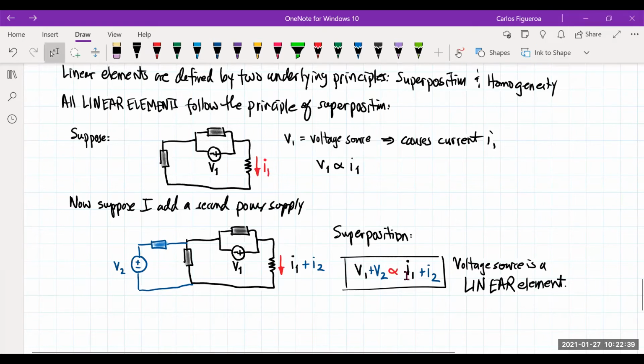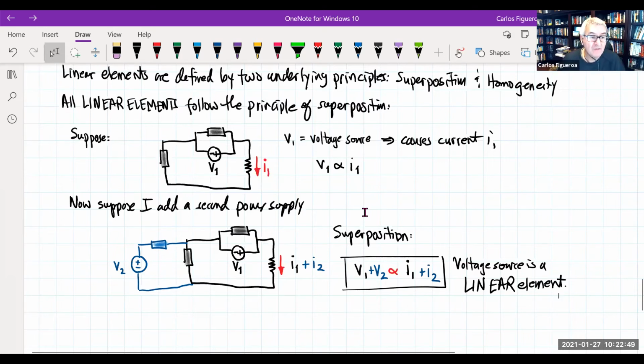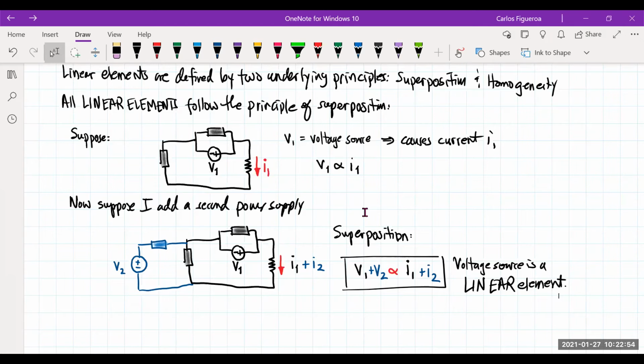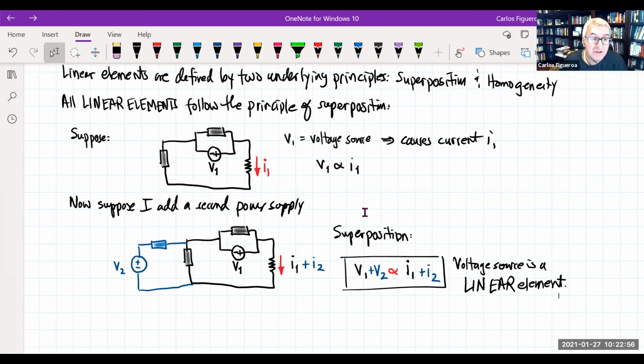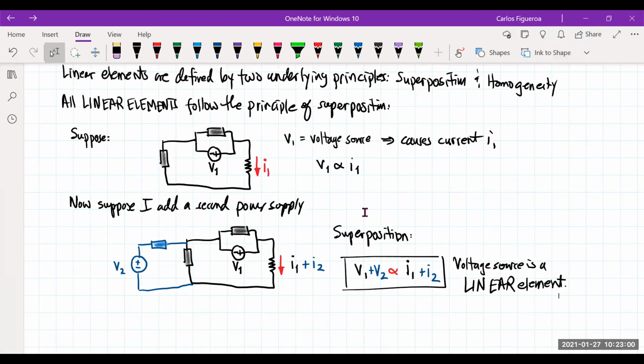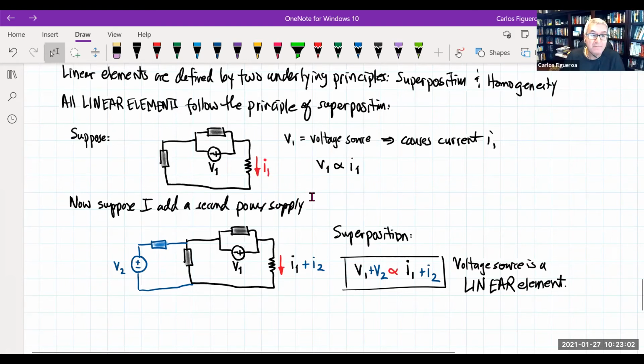Hey, Carlos. Oh, sorry, quick question. Does this superposition apply no matter what the other elements in the circuit are? For power supplies, yes. But for capacitors, no. Got it. Thanks. So that's why capacitors and inductors are not linear elements. They have a completely different dynamic.